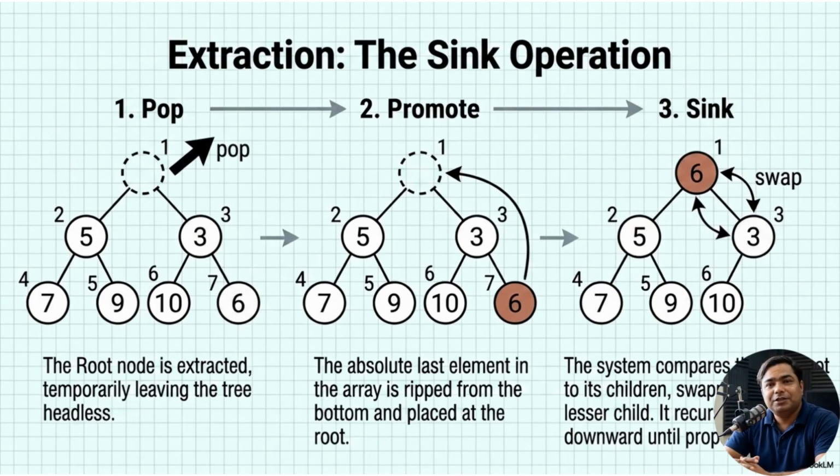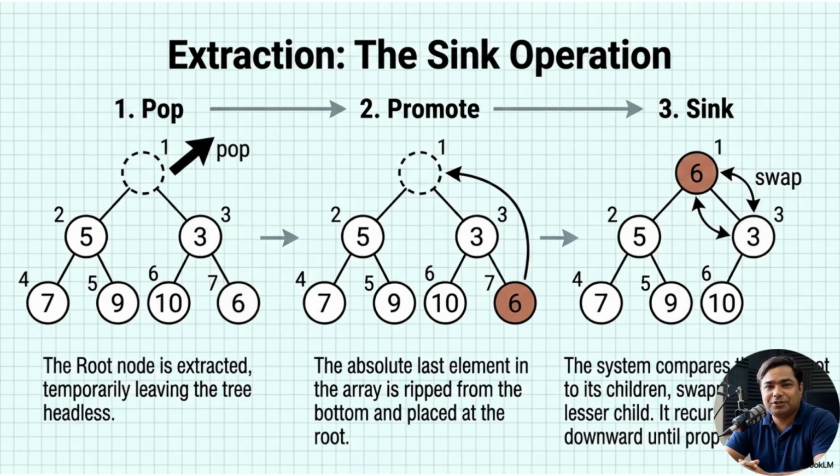The extraction process has three steps: pop, promote, and sync. First, we pop the root. This removes the minimum value. Second, we take the last element from the array and place it at the root position. This maintains the complete tree shape because we remove from the end and fill the root. But now the heap property may be broken because the new root may not be smaller than its children.